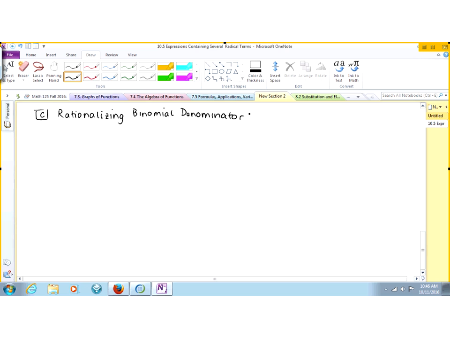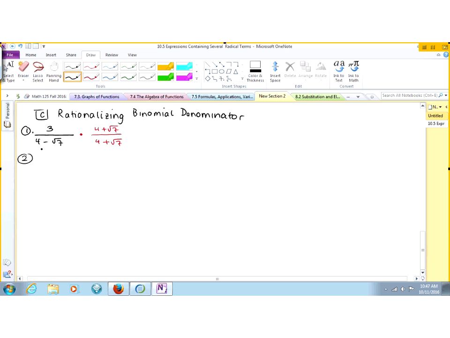Rationalizing binomial denominators. Okay, so anyway, what do I mean by that? We don't want a radical on the bottom. So if I have, for example, 3 divided by 4 minus square root of 7, how do I get rid of the radical on the bottom? That's my question. Multiply by 4 plus square root of 7 over 4 plus square root of 7. So it has to be the opposite sign. If this is minus, then you have to multiply it with the plus. Good. And then you have to continue.